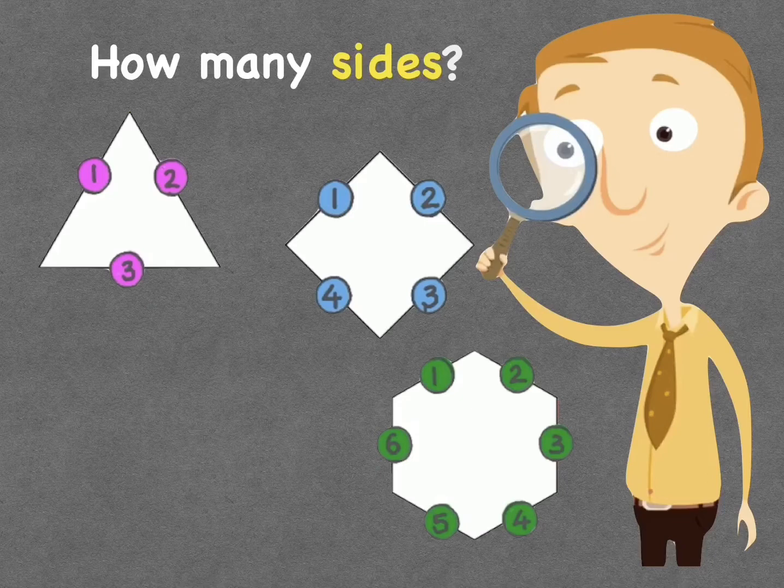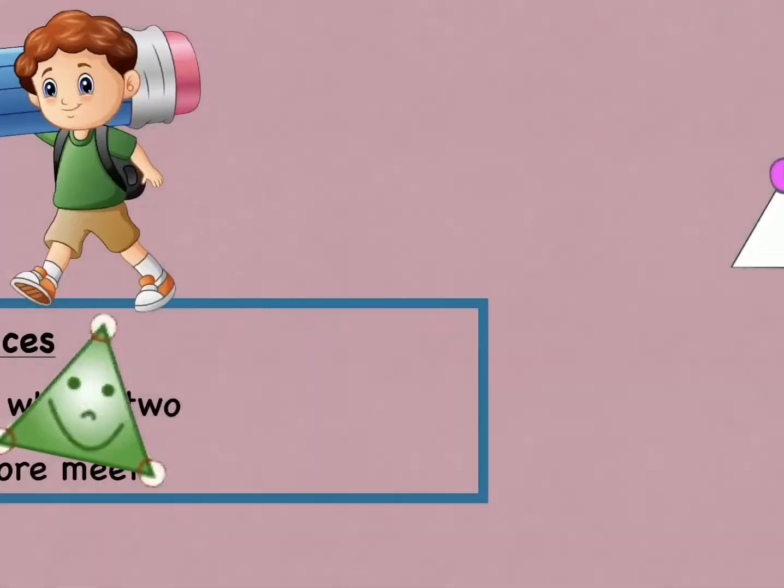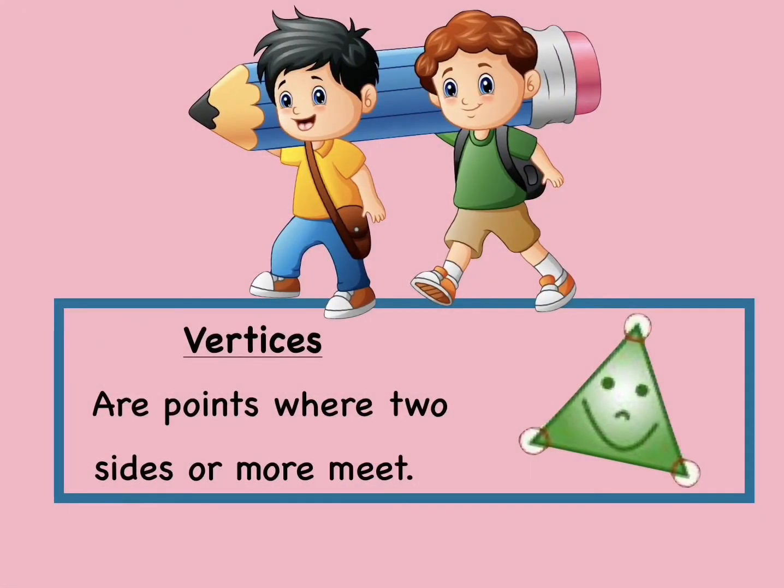The fourth shape is a new shape. Did you hear about the pentagon shape? Do you know how many sides it has? Very good. The pentagon has 5 straight sides. We are done with the sides.